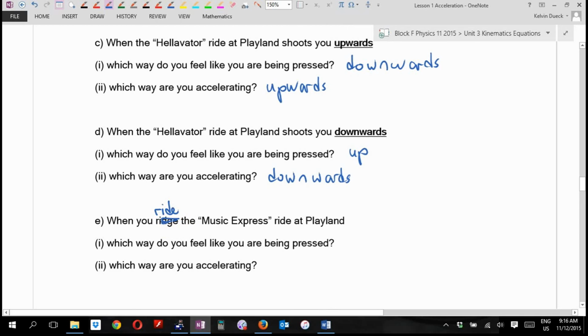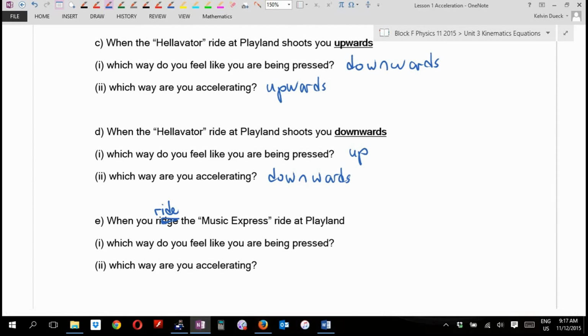What's the Music Express ride at Playland? Does anybody remember which one that is? What path does it trace out? What shape is that ride? Okay, big circle. Who wants to go faster? We're going to go faster. You go really, really fast. You've been on the Music Express ride? Okay, John's smiling. Which way do you feel like you're getting pushed on the Music Express ride? Outwards? Which way are you accelerating then? Inwards, yep.